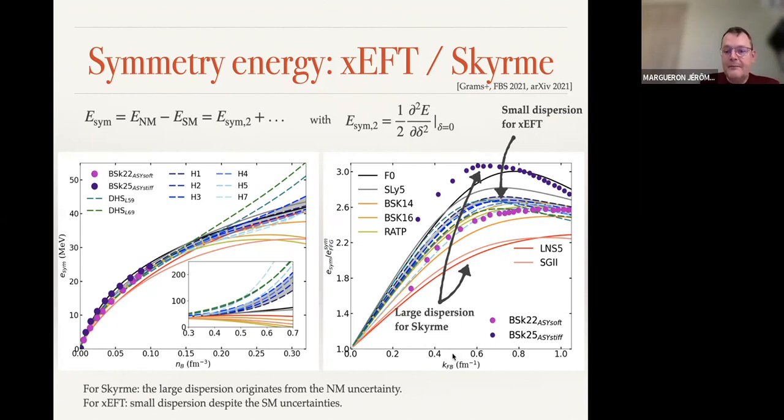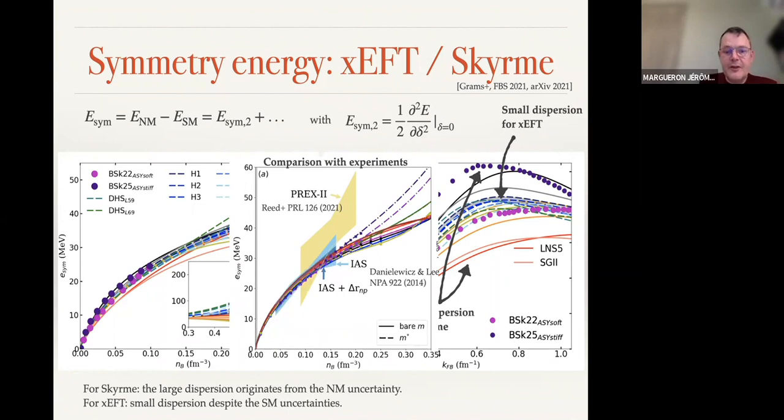On the right side, we play the same game as before. We normalize the symmetry energy by the free Fermi gas symmetry energy, and we change the density to the Fermi momentum. What you can see here is that again, the chiral EFT predictions are inside a pretty narrow band compared to the predictions based on Skyrme, which are represented by the solid lines. This large dispersion originates from the uncertainty that these Skyrme interactions have in neutron matter.